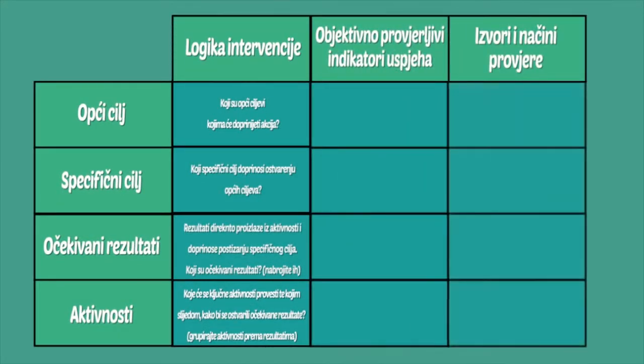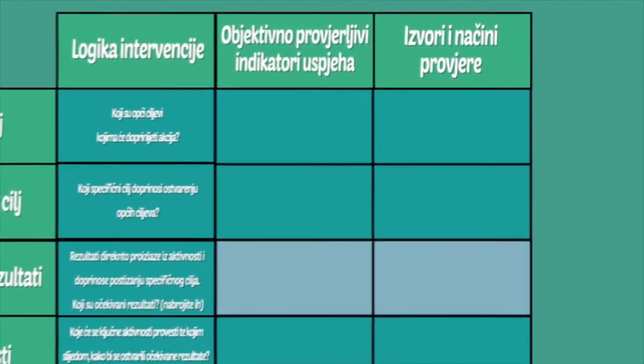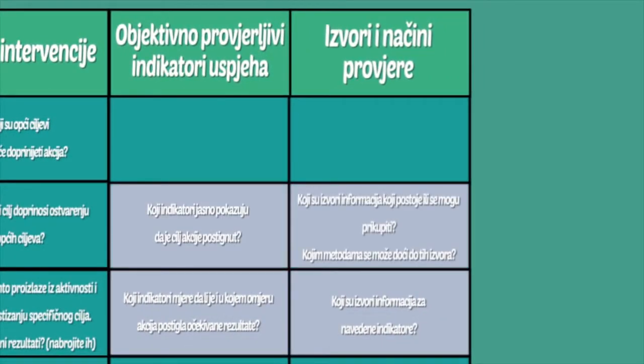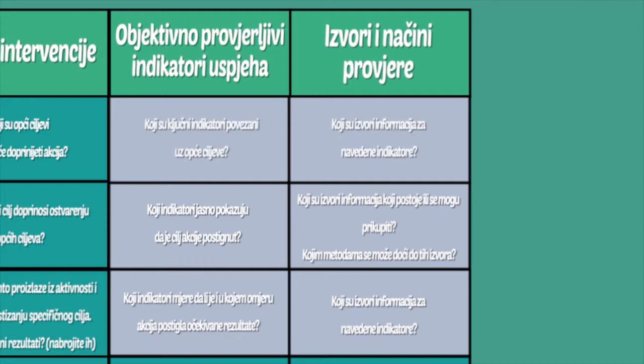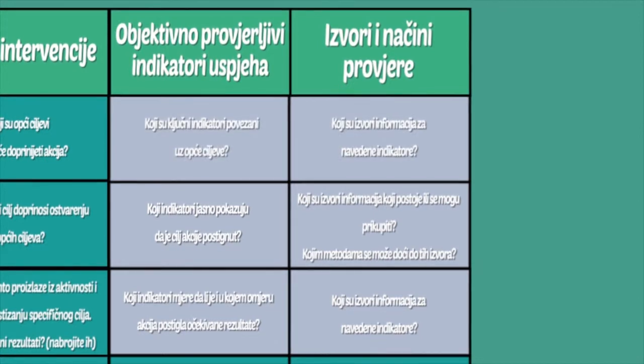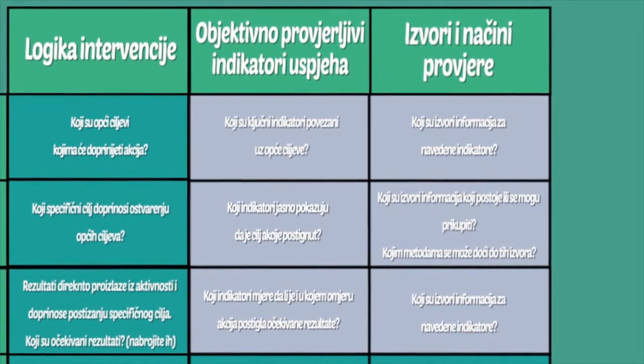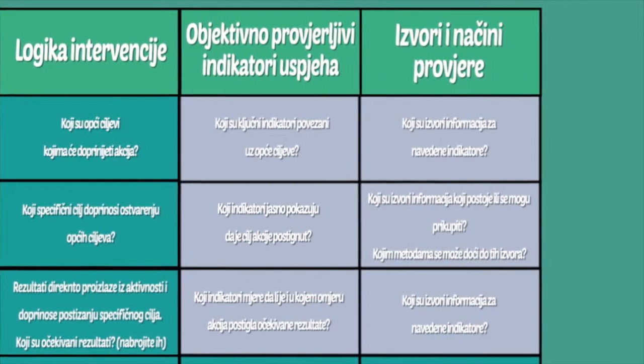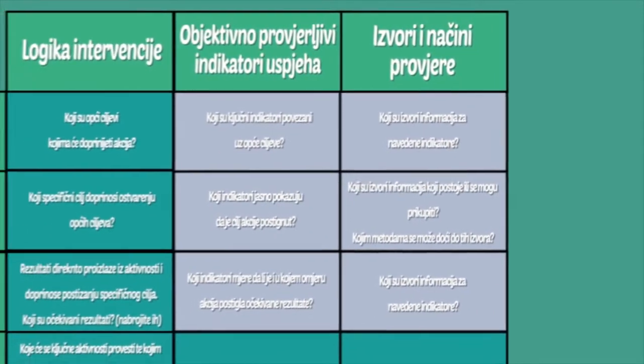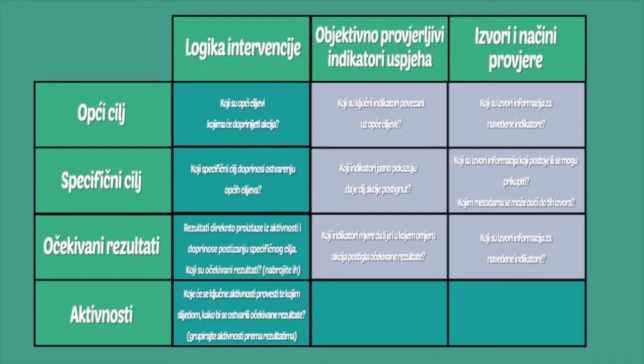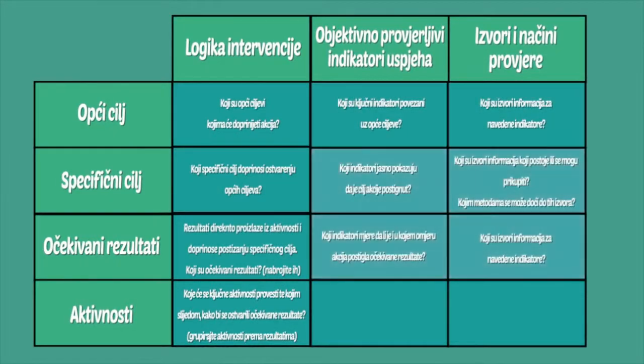The second and third columns, indicators and checking sources, are connected to the first in a way that the expected results, specific and general goals are defined according to the scale model of quantitative and qualitative change expected throughout the project implementation, and specify the information sources of the expected change.